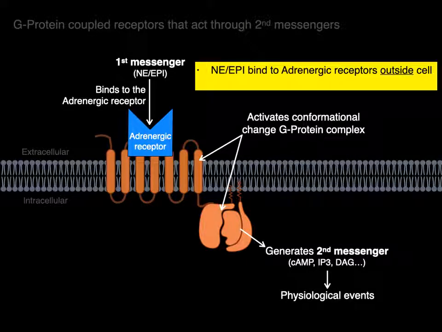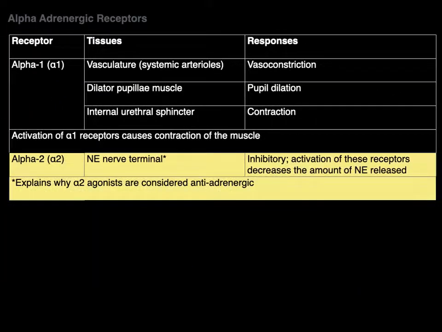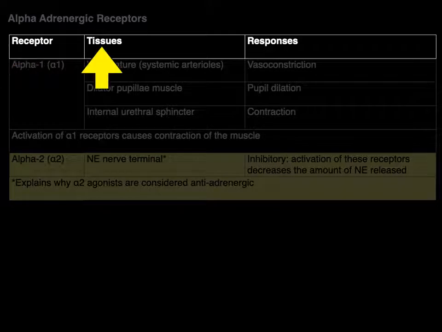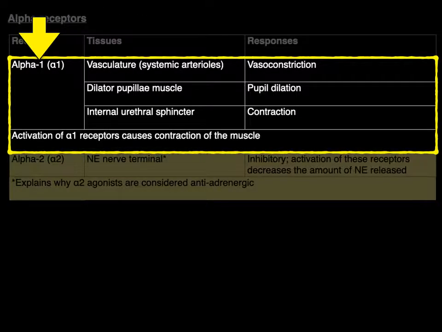So when norepinephrine binds to the adrenergic receptors on the outside of a cell, it activates secondary messengers on the inside of a cell. Let's talk first about alpha adrenergic receptors. To do that, we'll talk about the receptor, the tissues the receptors are found on, and the responses when you stimulate those receptors. Let's start with the alpha 1 adrenergic receptor in systemic arterioles causing vasoconstriction.